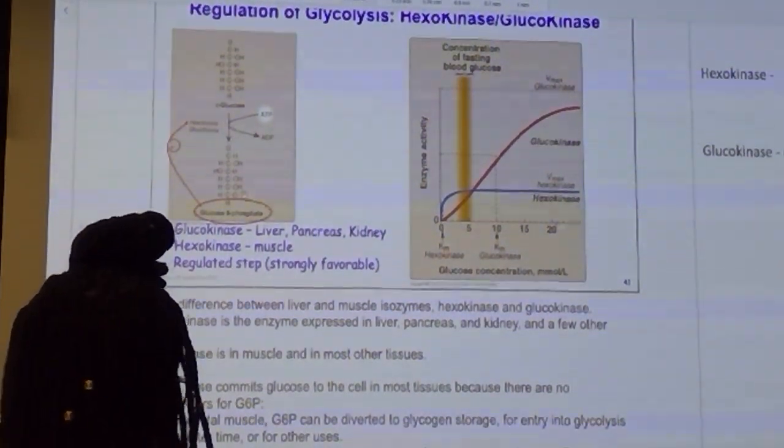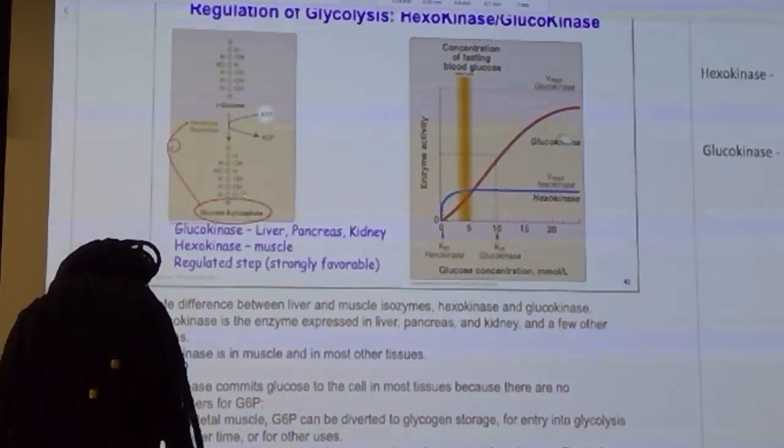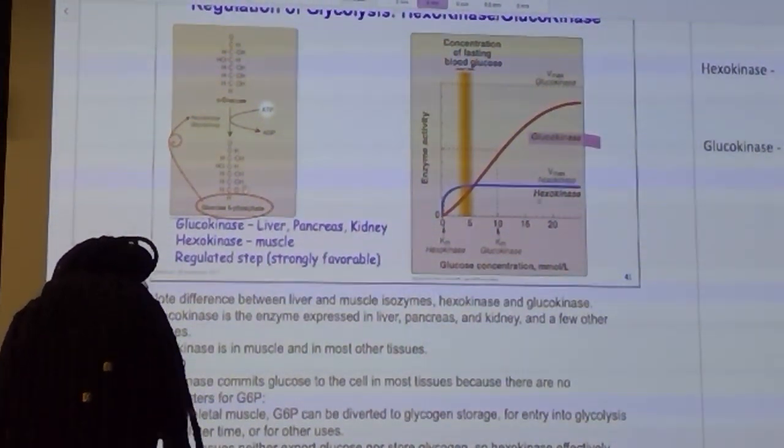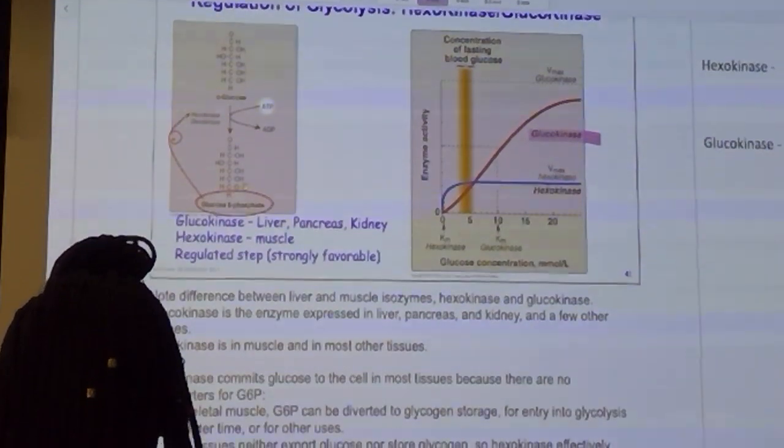Hexokinase has a lower Km, glucokinase has a higher Km. And glucokinase is in the liver, hexokinase is everywhere else.